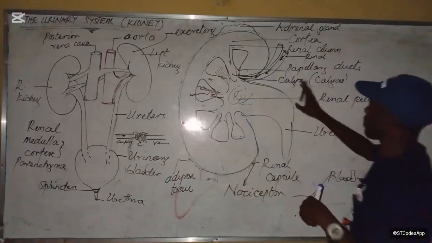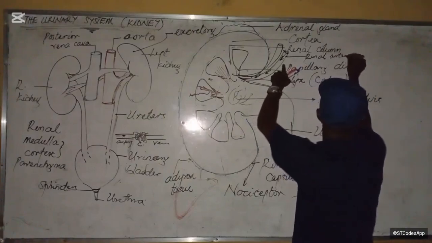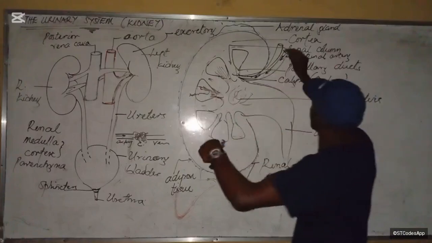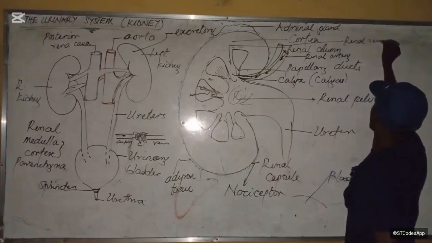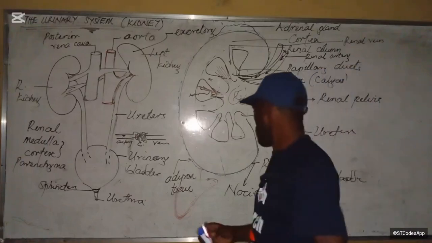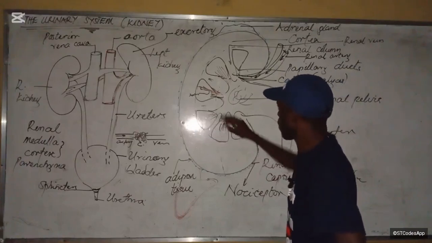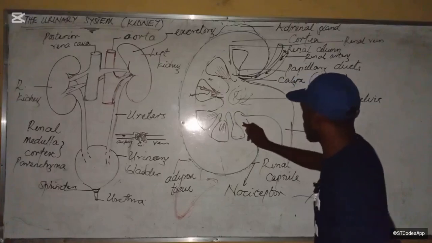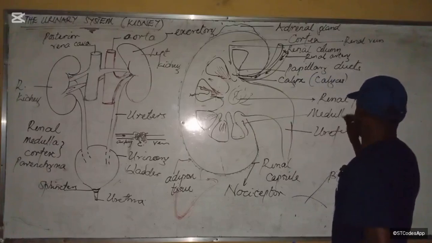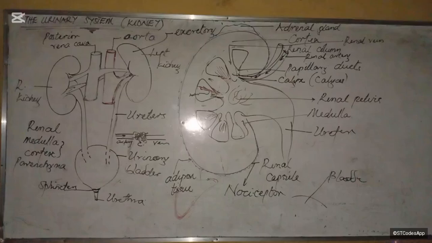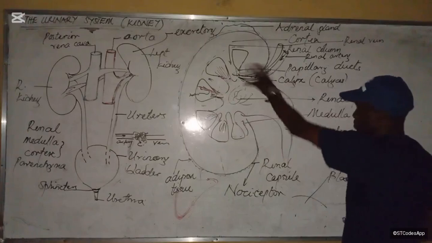This whole diagram is messed up, but I hope you are seeing what I'm doing. This is the renal artery from which blood enters into the kidney, and the renal vein out of which the pure blood returns to the heart. So this whole section here is called the renal medulla. Now that is how the movement of urine is within the kidney.